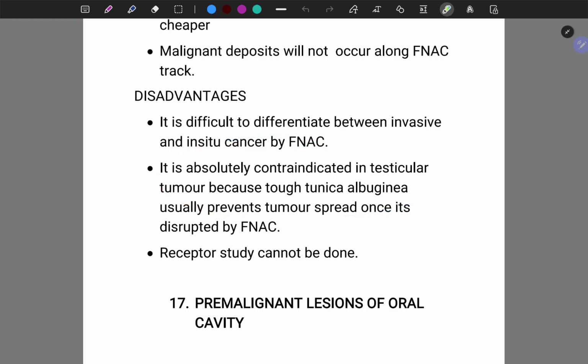But in which stage of testicular cancer can we do FNAC? In T4, when the testicular tumor reaches the scrotum and scrotal involvement is present, we perform FNAC. This is one important catch we must remember.